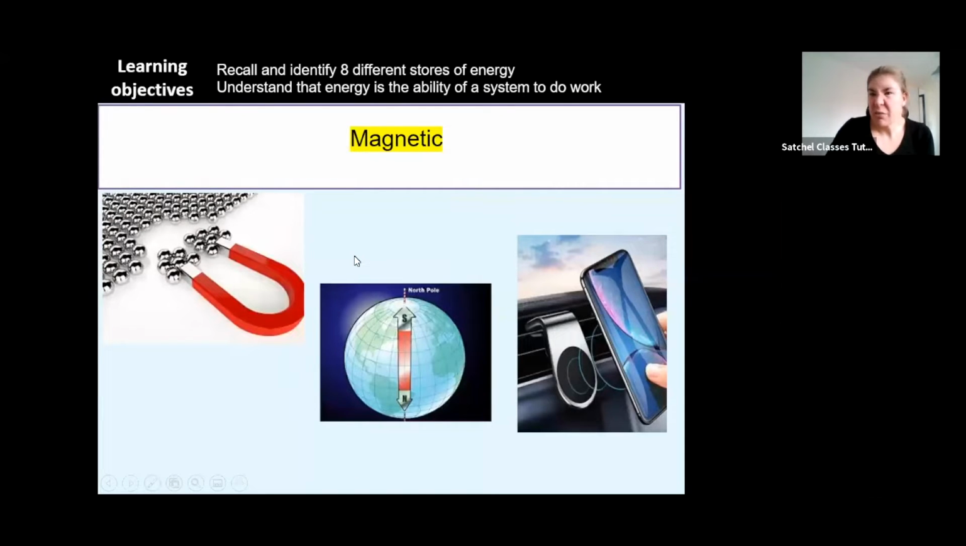Magnetic, quite simple, I think, to understand. Anything, for example a magnet, would have a very strong magnetic store of energy. Of course, I just want to throw this out there that the Earth is a giant magnet. We have a North Pole and a South Pole because we are a giant magnet.